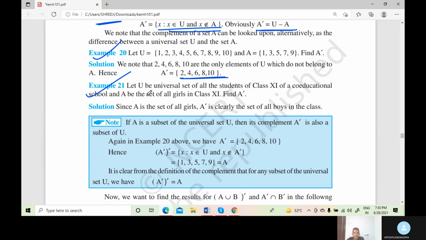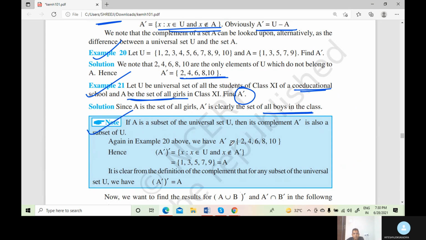Now example number 21. Let U be the universal set of all the students of class 11 of a co-educational school. Co-educational means boys and girls are mixed. And A be the set of all girls. Okay, what's the complement of set A? Boys. A dash is the set of all boys in class 11. Very simple. Because set A is the set of girls, and the complement of A is the boys in the class.